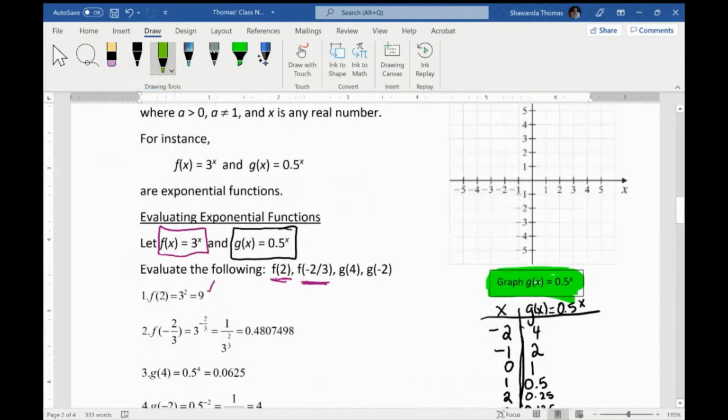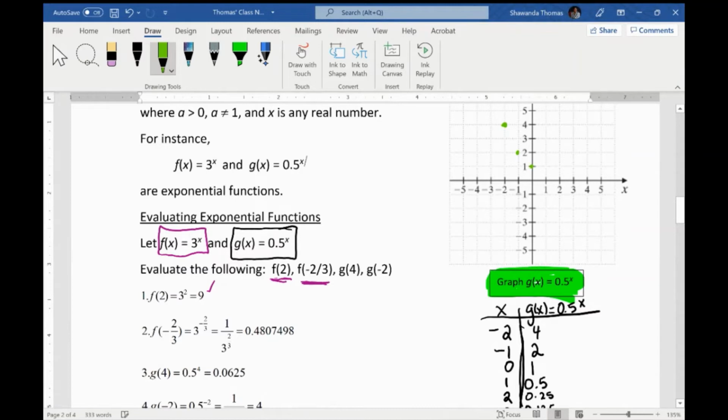And what I'm going to do now, let's plot this. Where do I go to plot -2, 4? To the left 2, and then up. Right? -1, 2. Where do I go? To the left one, and then up 2. Okay. What about 0, 1? Origin, then up 1.